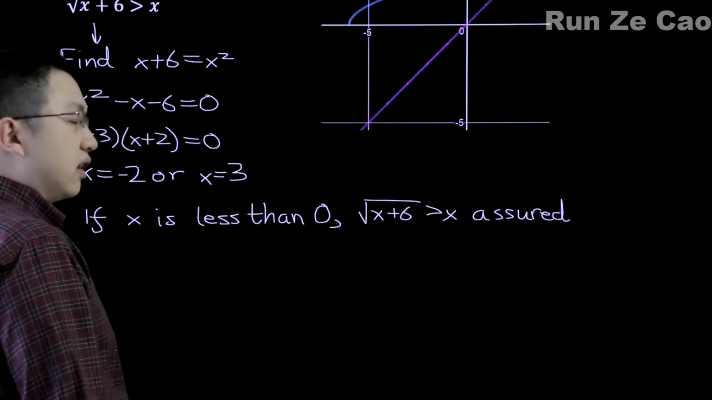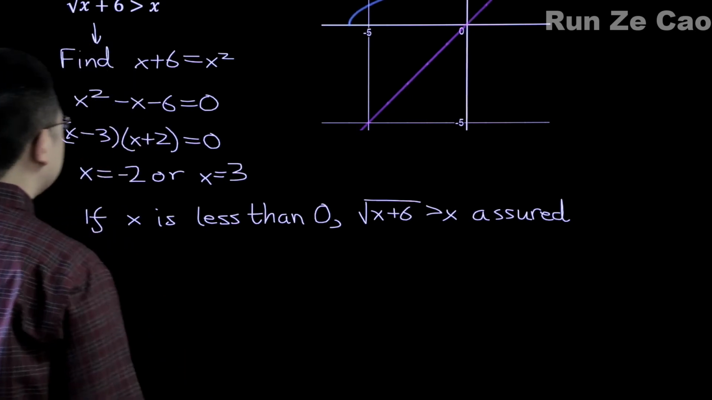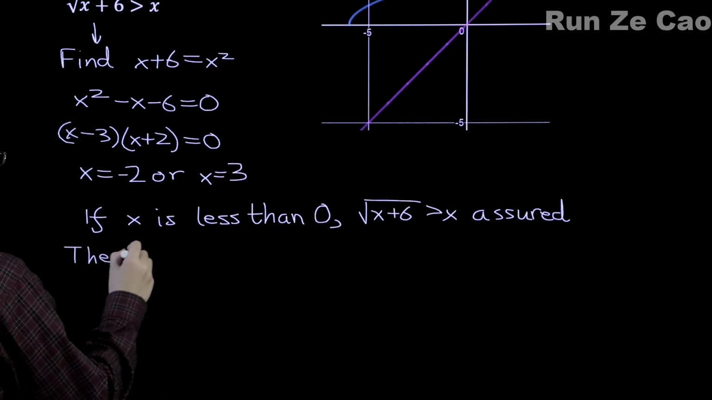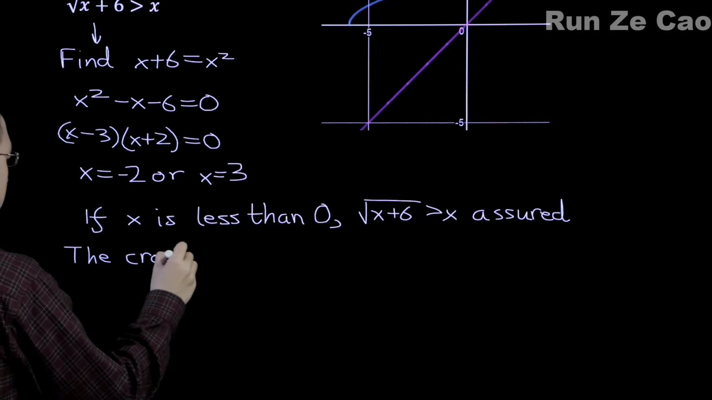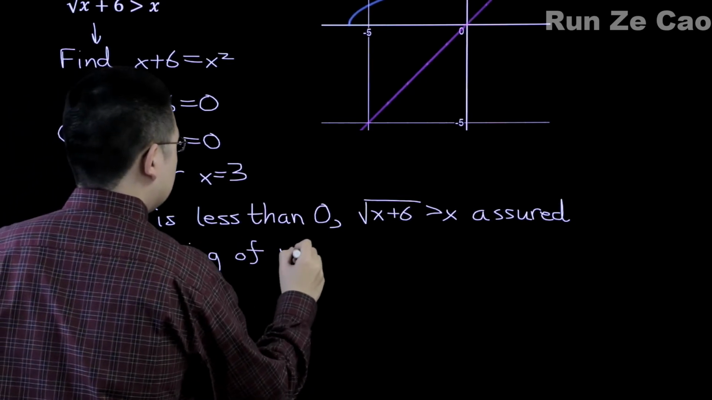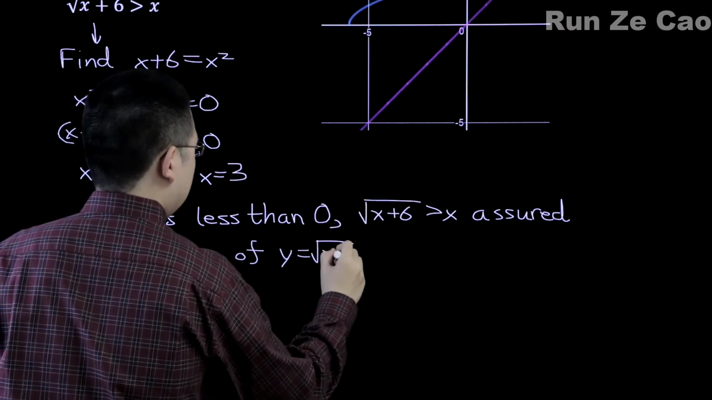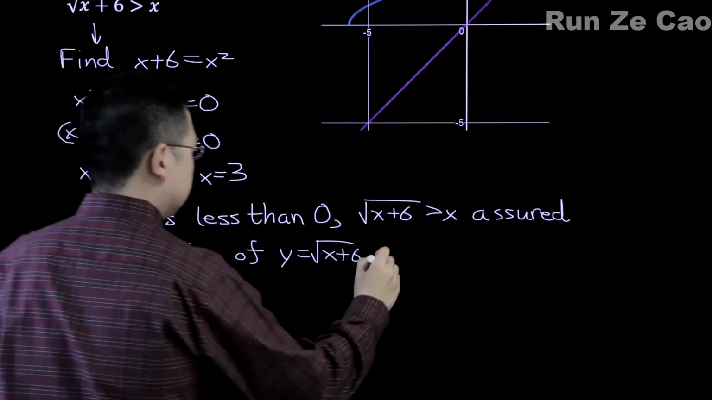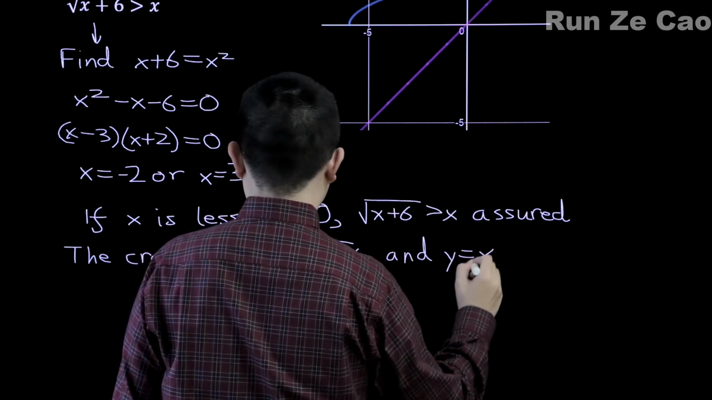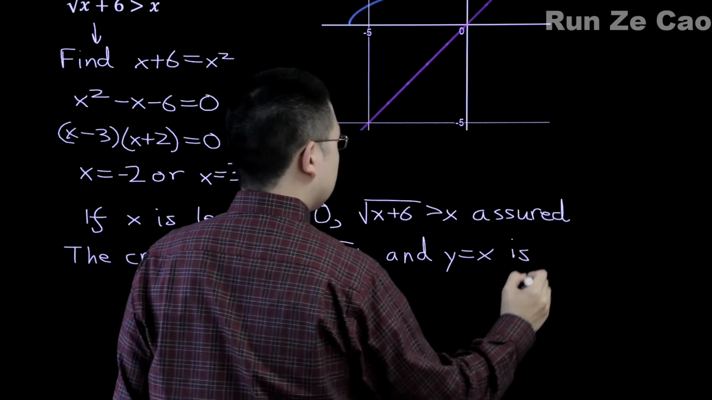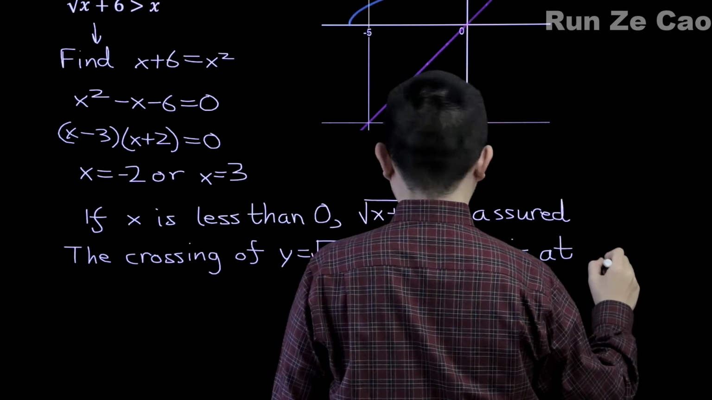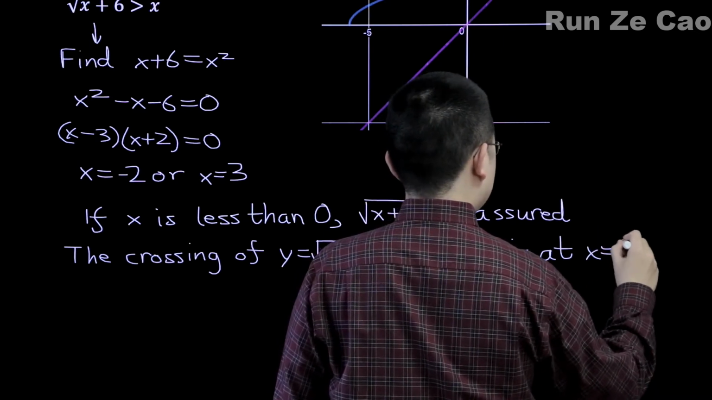Now, if x is bigger than 0, we look for a convergence. The point of convergence of y equals root x plus 6 and y equals x is at x equals 3.